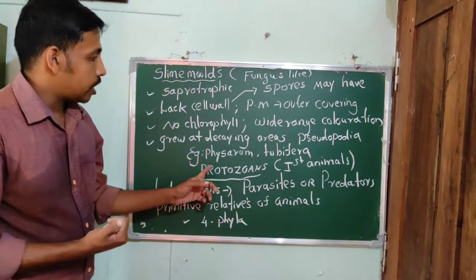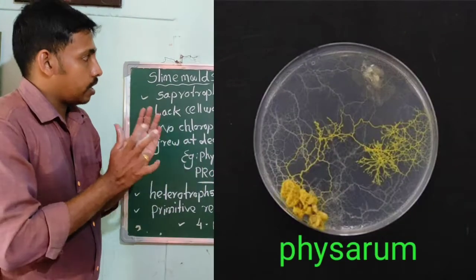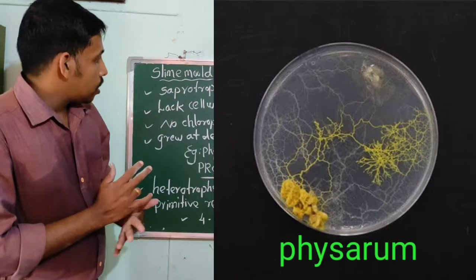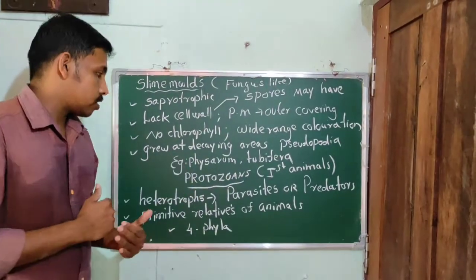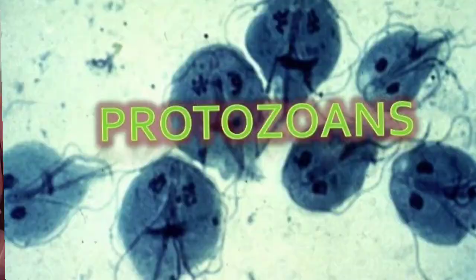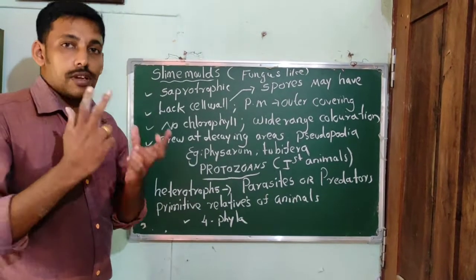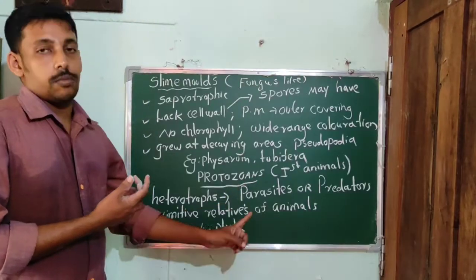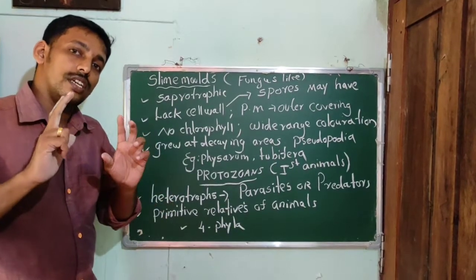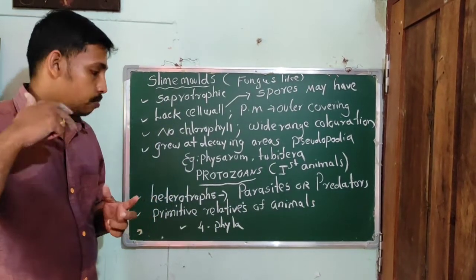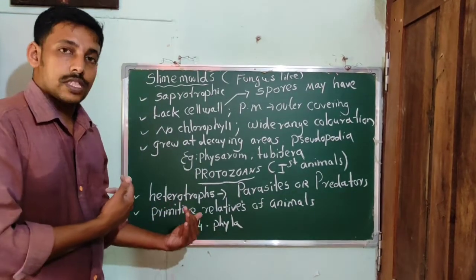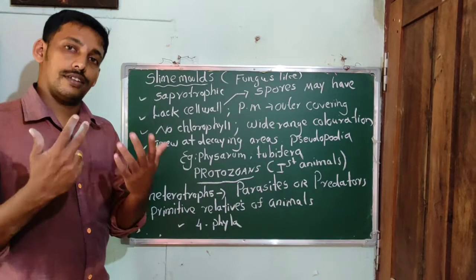Okay, the Physarum and the Tubifera are the two examples under what? The slime moulds. Now we are coming to the next group, that is what? Protozoans. The word protozoa means the first animals, and they form the primitive relatives of animals. Protozoans are the primitive relatives of modern animals, and they are heterotrophs. They may be parasites or predators.